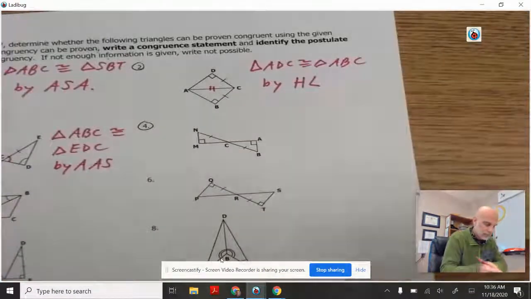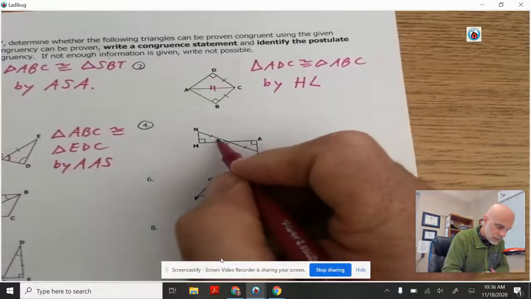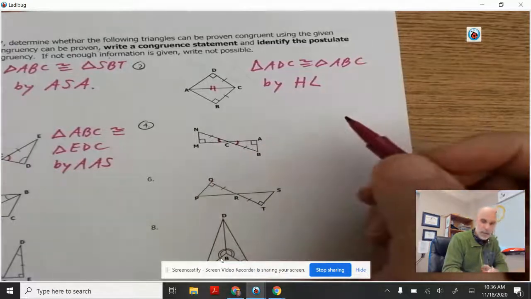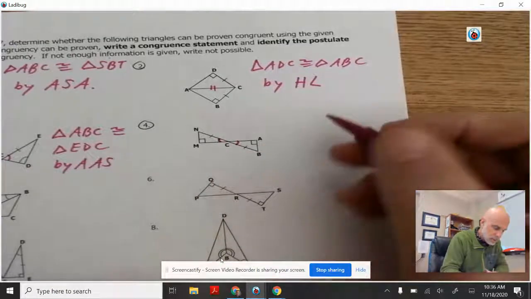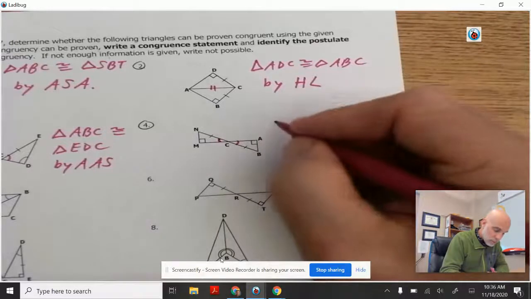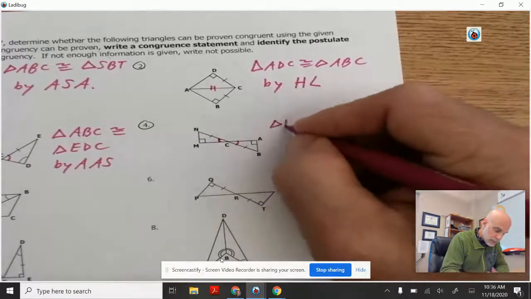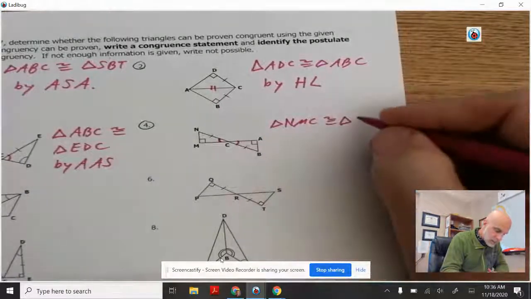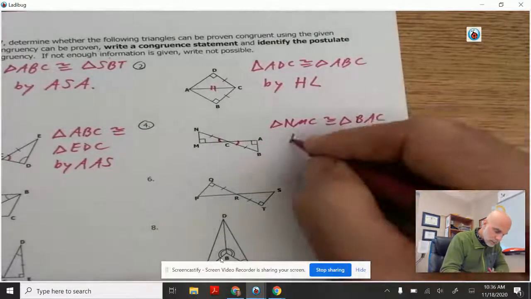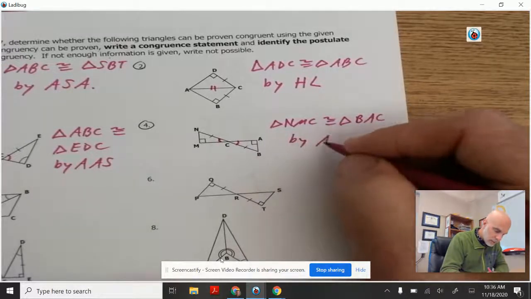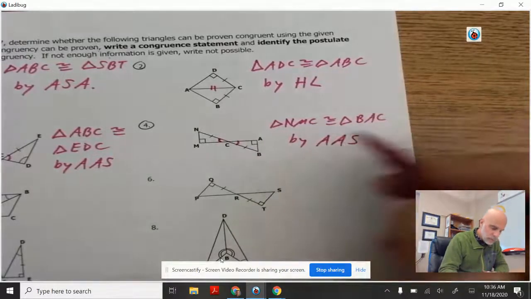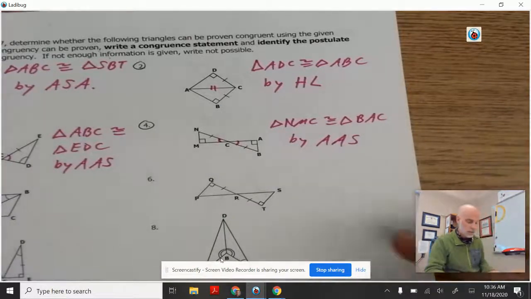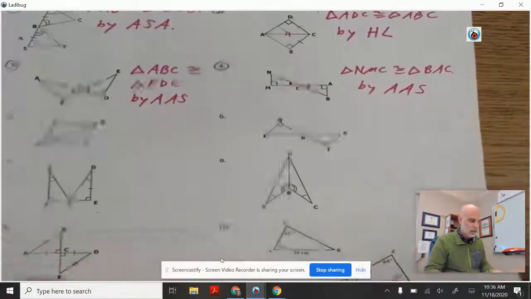All right, this one right here, I have some right angles. Does that always mean it's going to be HL? No, it does not. We have to identify it. We have to analyze the situation. But I do have vertical angles. Those are always happening. Triangle NMC is congruent to triangle BAC by angle, side. So just be on the lookout. Just because we have right angles does not mean it's going to be HL. So you can complete the rest of that, practicing identifying those.